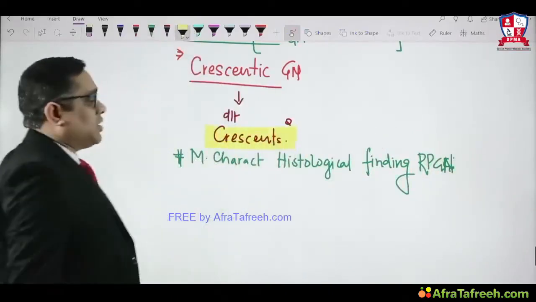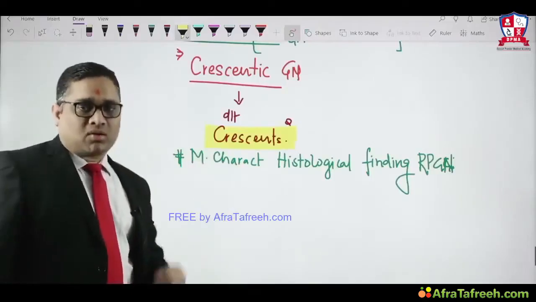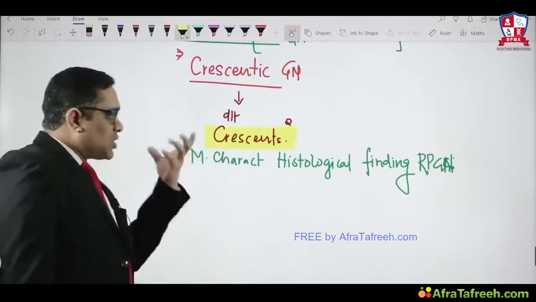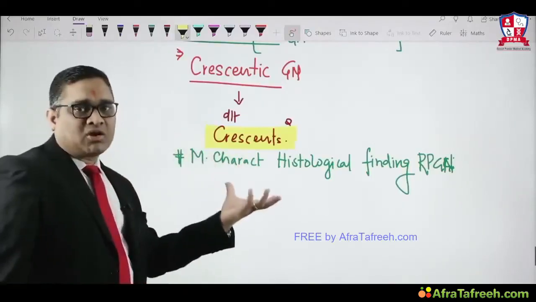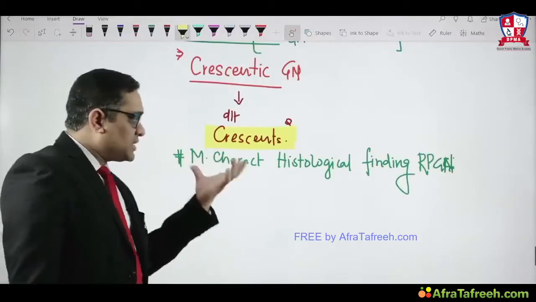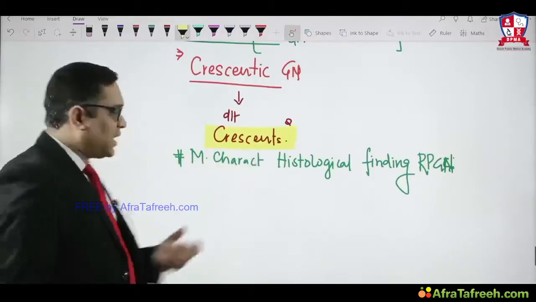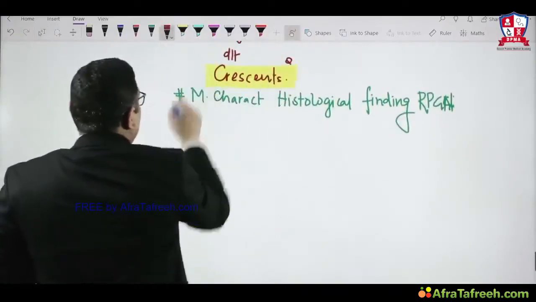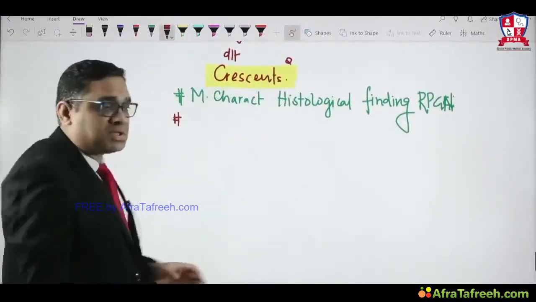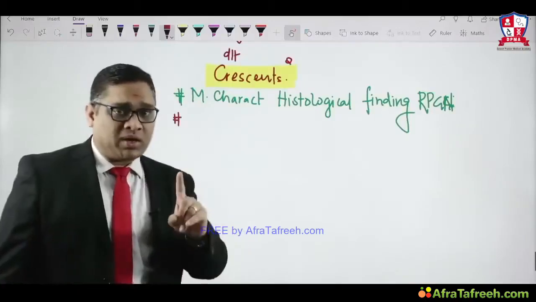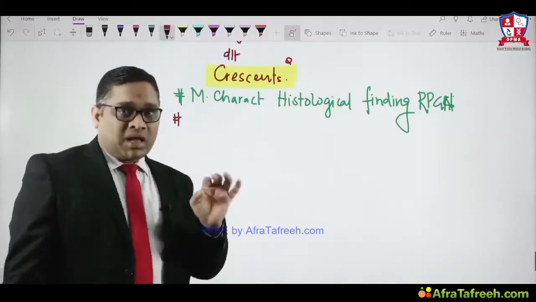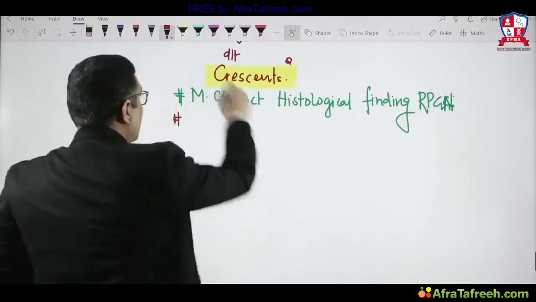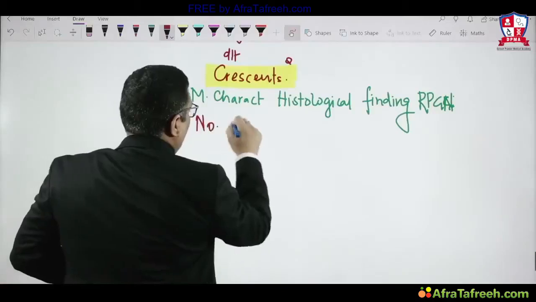So now you can see how important the crescent is, not only from the exam point of view but also for understanding. Because of the crescent, it is called crescentic glomerulonephritis. It is the most characteristic histological finding. Another important thing to keep in mind: the number of crescents will correlate to the severity of the prognosis. Mind my language: number, not size, not shape, number of the crescents.